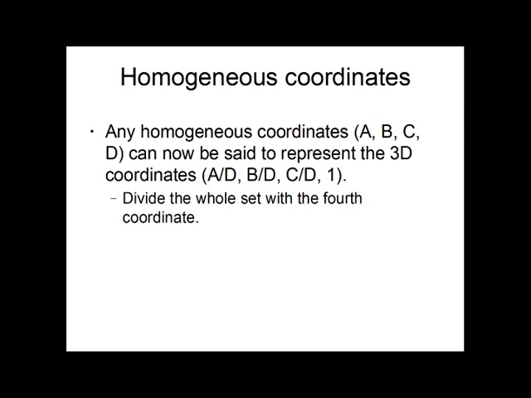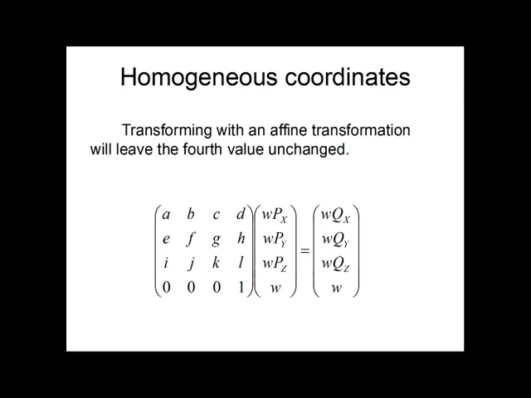So any homogeneous coordinates a, b, c, d can now be said to represent the 3D coordinates a divided by d, b divided by d, and c divided by d, being the true x, y, and z coordinates, and then 1 in the end. So we divide the whole set with the fourth coordinate and get the true value. So transforming with our regular transformation matrices will be completely unchanged. It doesn't matter, where the 1 was, it's still a 1 in the result. Now the w or whatever factor is in the fourth part will still be the same. For vectors, they'll still be 0.